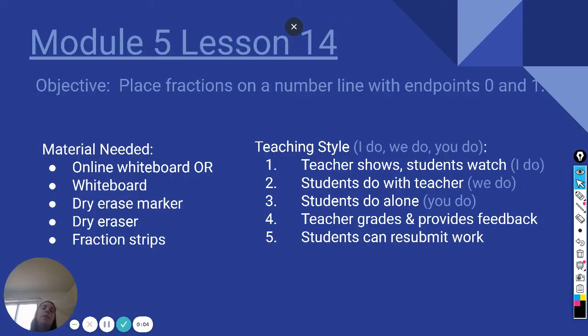Today we're doing Module 5, Lesson 14. The objective is to place fractions on a number line with endpoints 0 and 1. The materials needed for today are your online whiteboard, or your whiteboard, dry erase marker, and dry eraser. You also may want your fraction strips to reference to see how they compare to our number line.